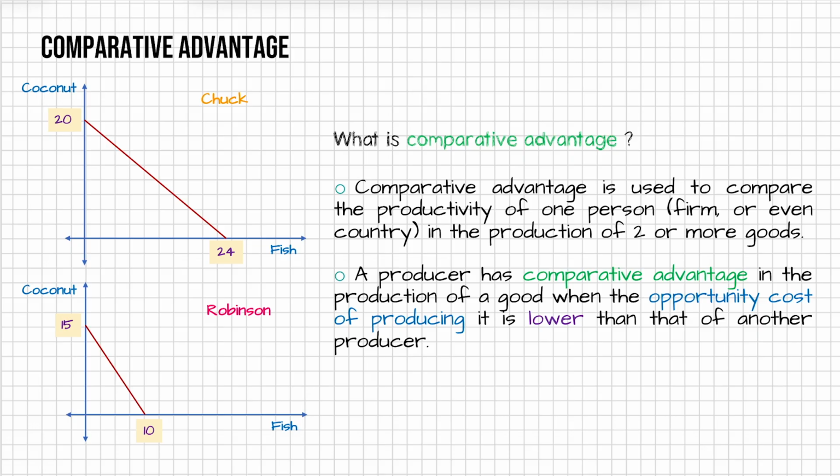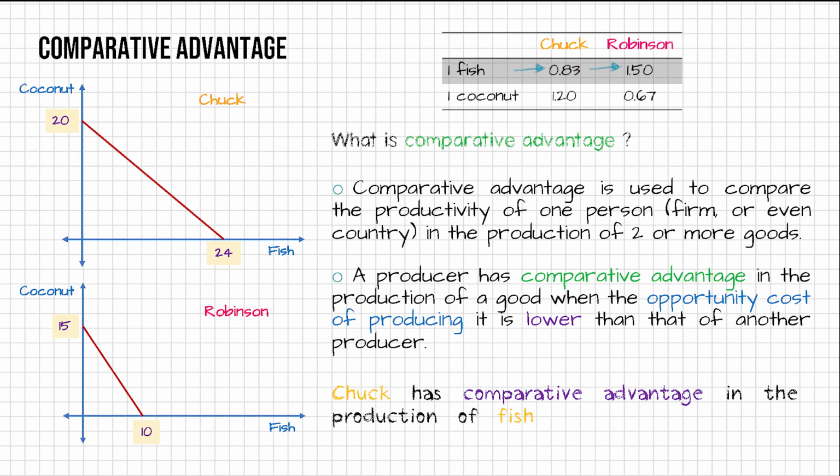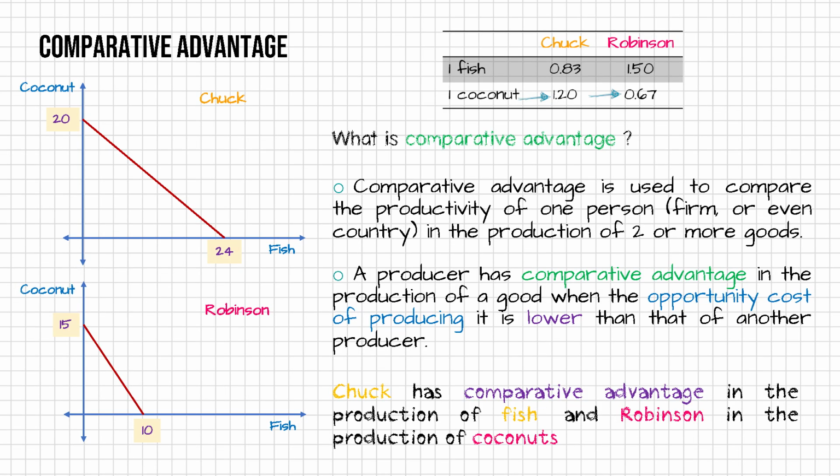Let's go back to the opportunity cost table we already calculated. Chuck's opportunity cost of producing fish is 0.83, and Robinson's is 1.5. Who has the lower opportunity cost? Chuck. So Chuck has comparative advantage in fish production. Now comparing the opportunity cost of obtaining one coconut, Chuck's is 1.2, and Robinson's is 0.67. Robinson has the lower opportunity cost of producing coconuts, so Robinson has comparative advantage in coconut production. So Chuck has comparative advantage in fish production, and Robinson has comparative advantage in coconut production.